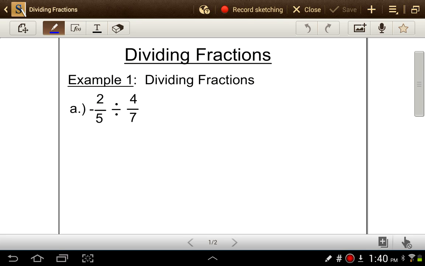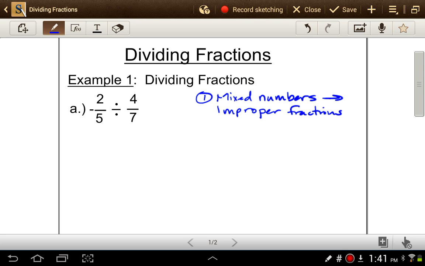First thing you want to do when you divide fractions, which is not the case in this one, but if it is, you want to turn all mixed numbers into improper fractions. Okay, so step one, make sure you write these down too. Step one, mixed numbers to improper fractions. You have to work with improper fractions first. Okay, so that's what you want to do first. Mixed numbers into improper fractions. Alright, that's done here. Since they are not mixed numbers, we don't have to worry about that.